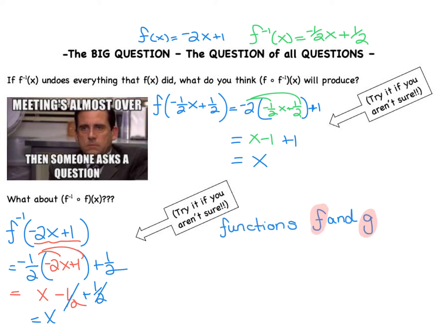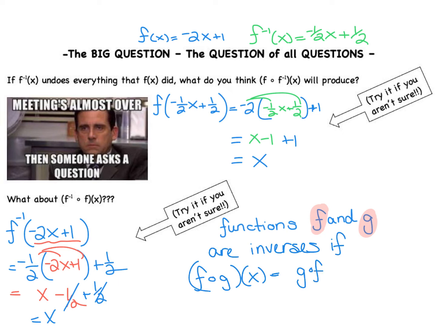This leads me to my big idea that functions f and g are inverses if the following thing is true. If f composed with g of x is equal to g composed with f of x, and they're both equal to x. So you've got to check both directions and make sure you get x. If this is true, then you know for sure they are inverses.